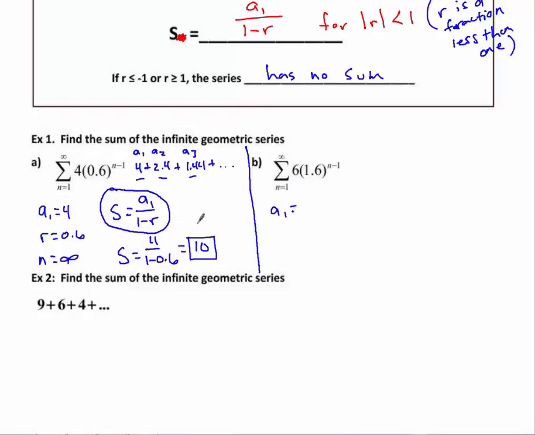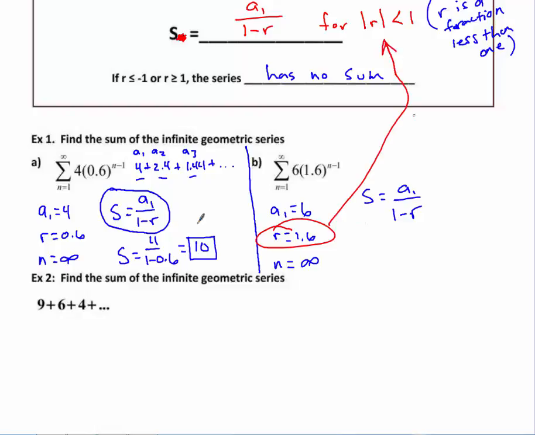So here we go. a sub 1 equals 6, r equals 1.6, and n equals infinity. And we want to do our formula, a sub 1 over 1 minus r. But our r is 1.6, which is not less than 1. So we're going to say that this has no sum or no solution. Okay, that's all there is to it. If the r is bigger than 1, meaning it's not some kind of small fraction, then no solution.